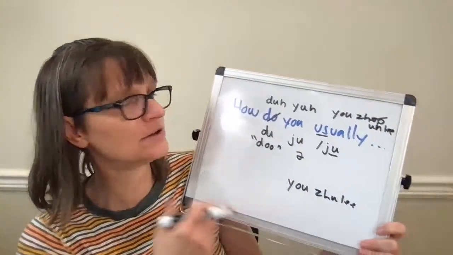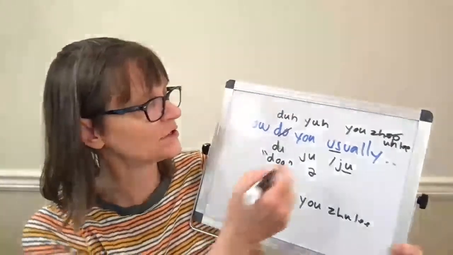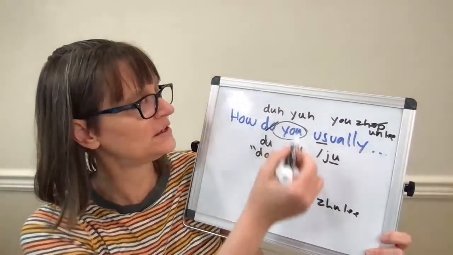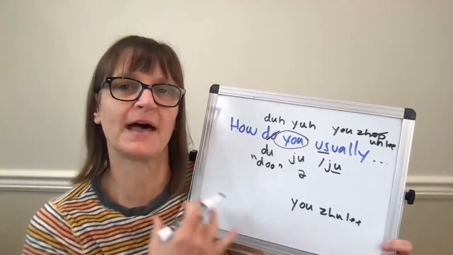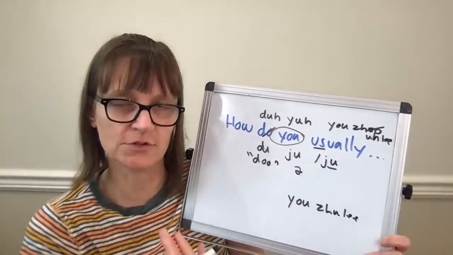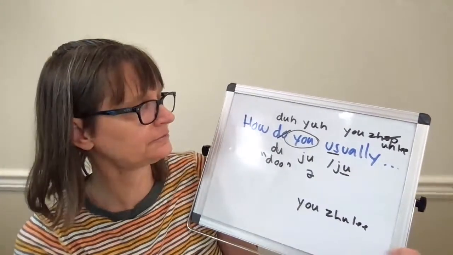How do you usually say it? How do you usually do it? So the you can be a ya or a you. Usually, I would build from the back. Usually, you usually, do you usually, how do you usually? That's a good one. Really quite a mouthful because of all those oohs and yous and yas together and the reductions.